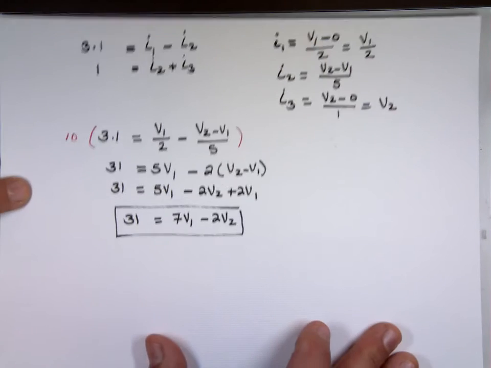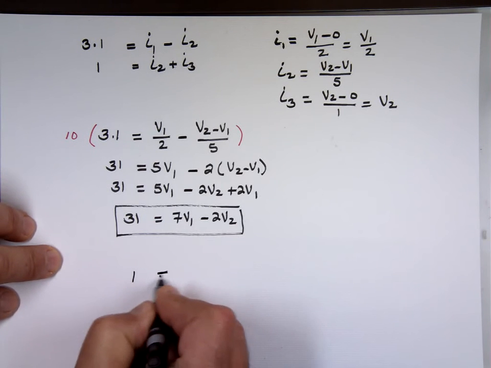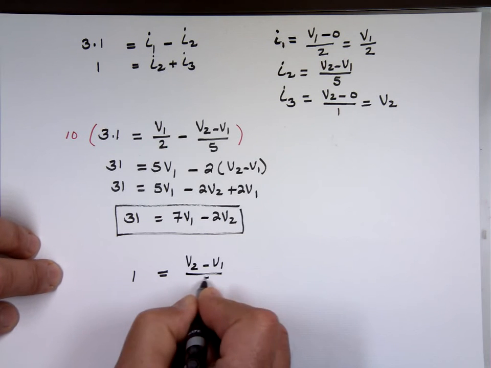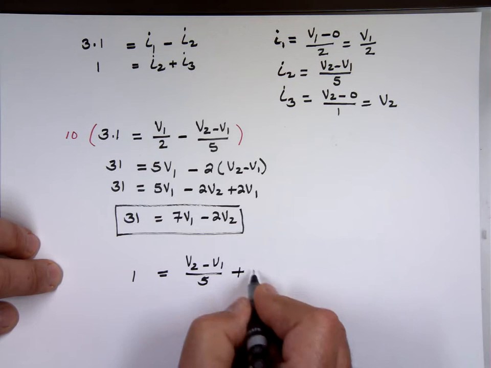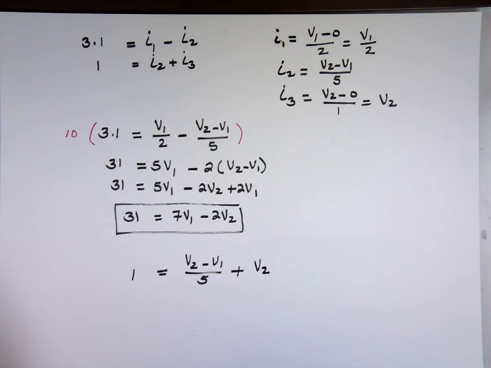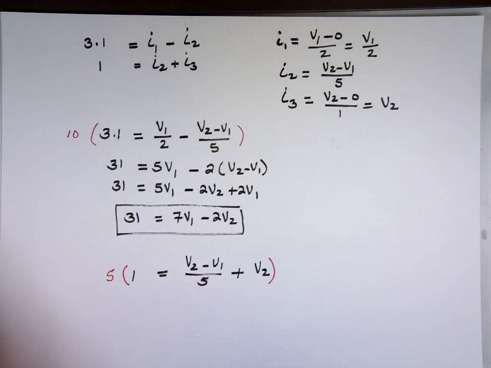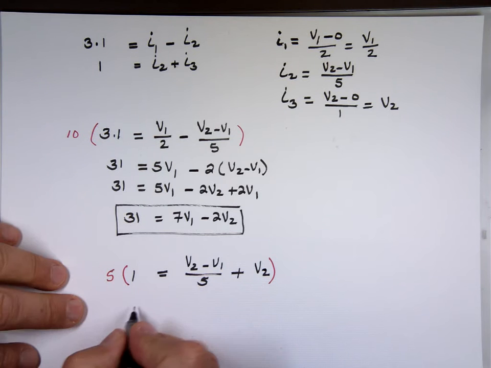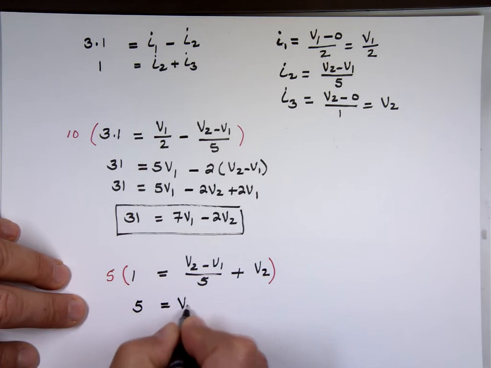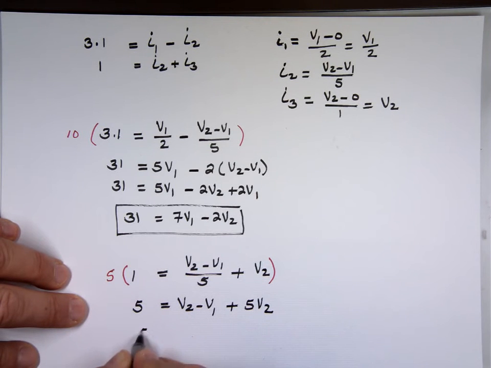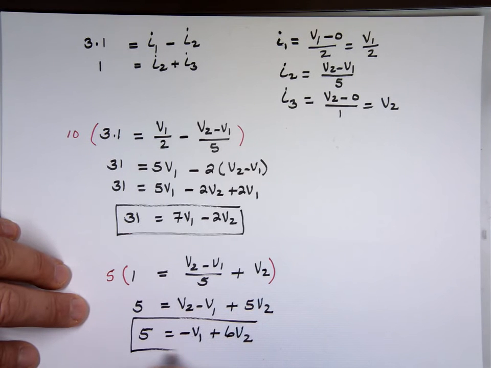Now let's take the second equation. 1 equals I sub 2, which is V2 minus V1 over 5, plus I sub 3, which is V2. My LCD here is 5. 5 times 1, 5 equals V2 minus V1 plus 5V2. So 5 equals negative V1 plus 6V2. And now you have how many equations by how many unknowns?